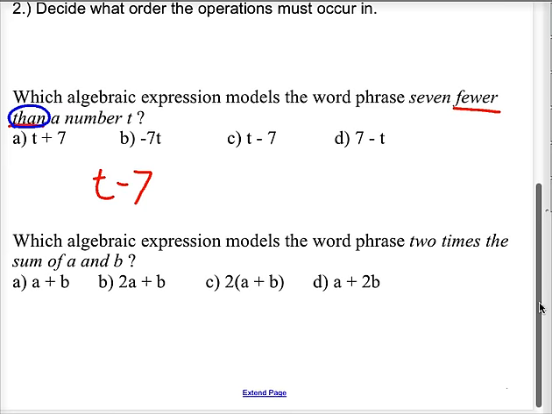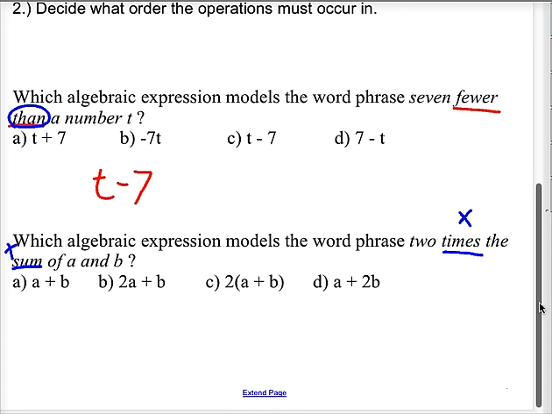And what about this? Which algebraic expression models the word phrase 2 times the sum of A and B? All right, so here we have multiple things happening. I see times, which is telling me to multiply, and I see sum, which is telling me to add. Now the question is, which do I do first? Well, if I want 2 times that sum, it means I need the sum first, right?